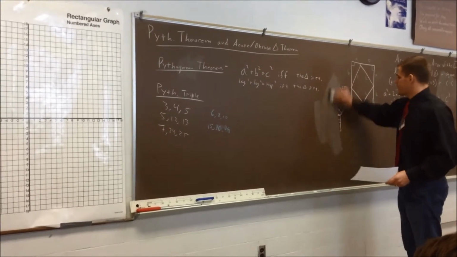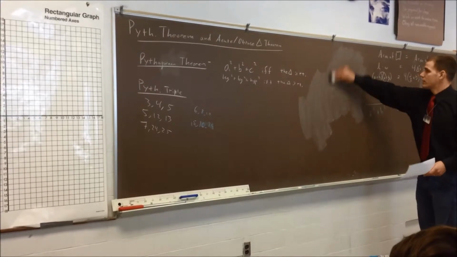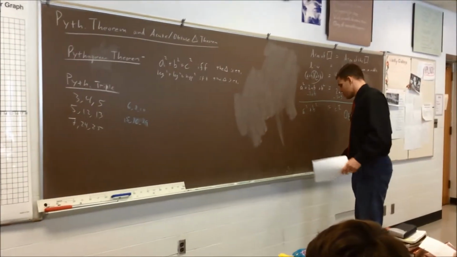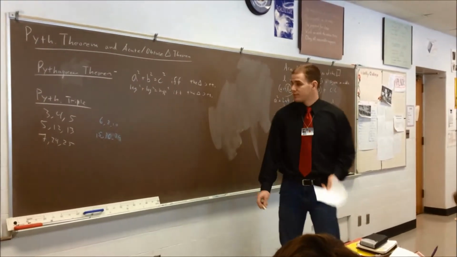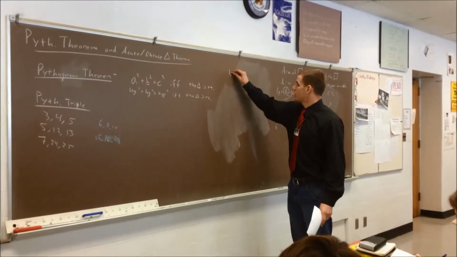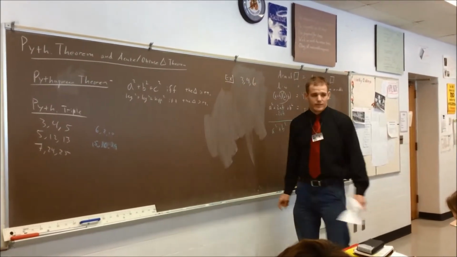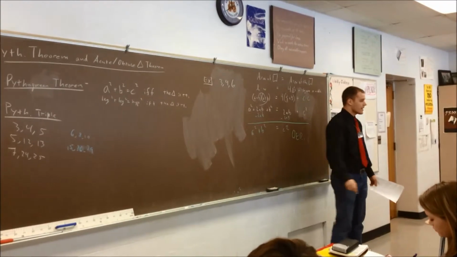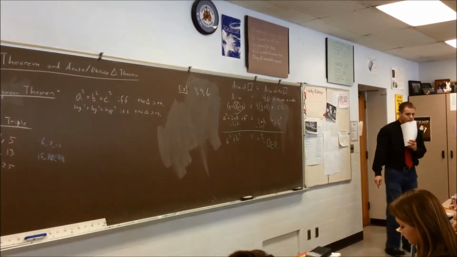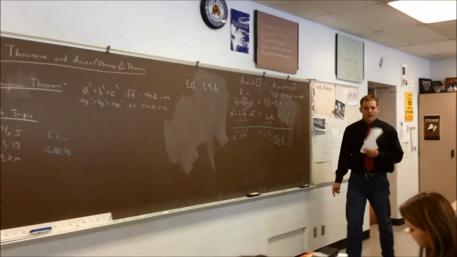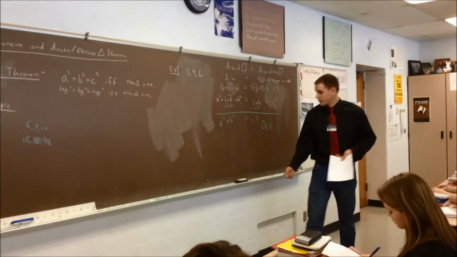But what if we get something and we're not sure if it's a right triangle? Actually, we're going to take something that we know is not a right triangle. 3, 4, and 6. That's not going to be a right triangle. It's not a Pythagorean triple. The question is, is it going to be obtuse? Is it going to be acute? Or is it not going to be a triangle?